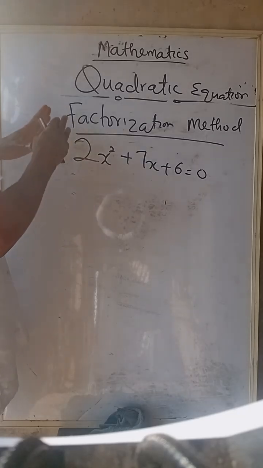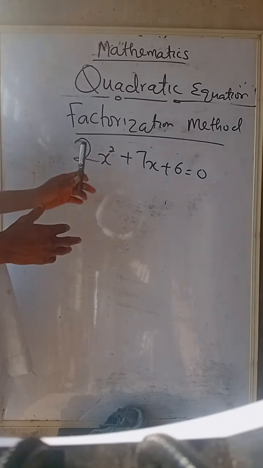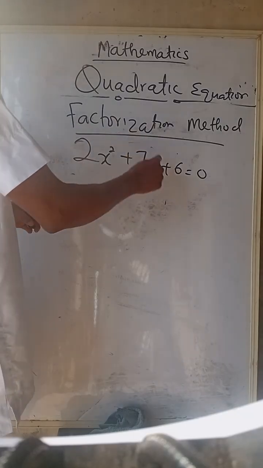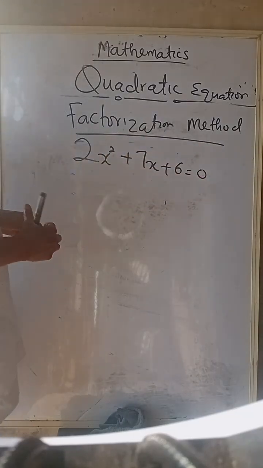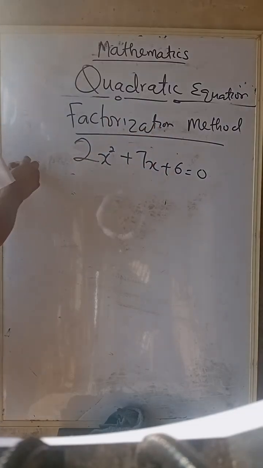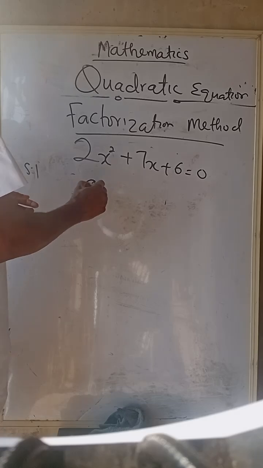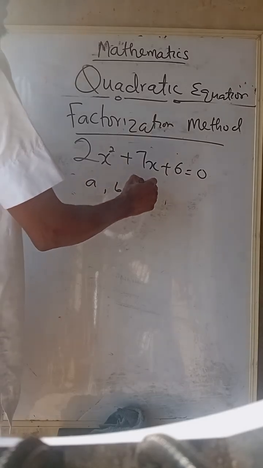Now we are going to start with the factorization method. Assuming we are given this type of question, 2x squared plus 7x plus 6 equals 0, and we want to solve it, what are the steps you are going to take? The first step is this. We are going to identify the coefficients a, b, and c.